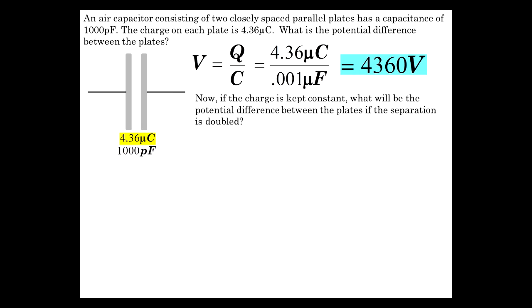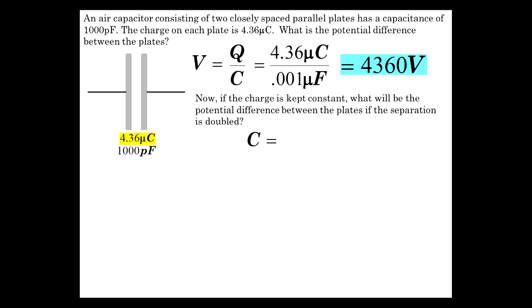We're going to double the separation, but we're not going to let the charge that's on these plates, the 4.36 microcoulombs, leave, and no more is going to come on. The charge stays the same. What's the new potential difference?